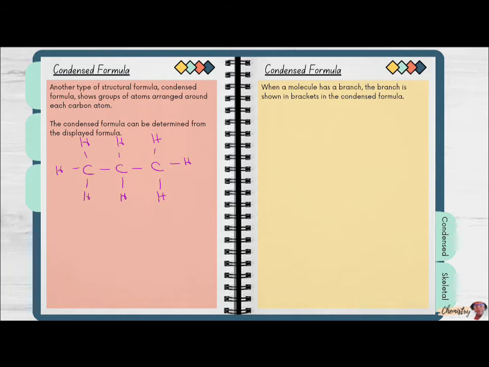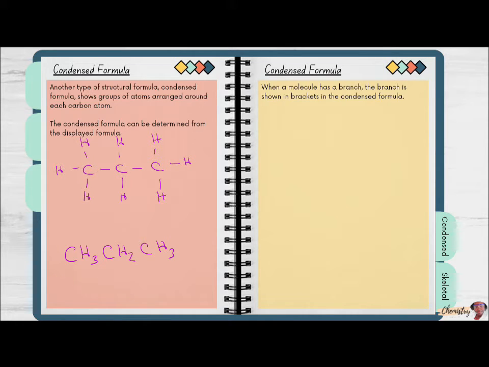For the condensed formula, we focus on each carbon in the chain and then we'll write what is attached to that carbon. We'll start with the first carbon that's on the left, and that carbon has 3 hydrogen atoms bonded to it. So we'll start with CH3. The carbon in the middle is bonded to 2 hydrogens, so we'll write CH2. The final group that's on the right has a carbon which is bonded to 3 hydrogens.